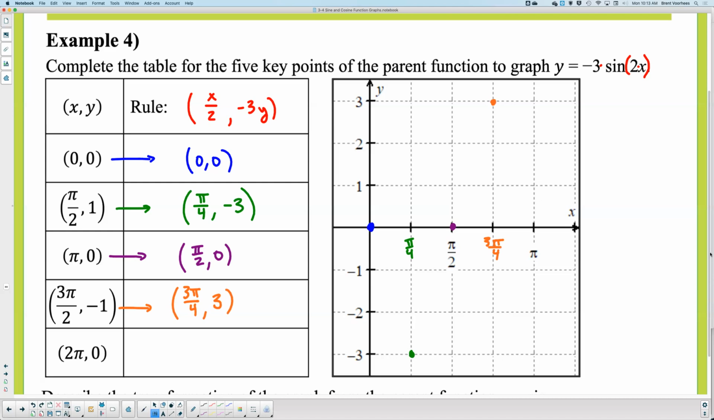And now, I've already done, let's do black. 2 pi, and you divide that by 2. What's 2 pi divided by 2? Pi. And what's 0 times -3? So even with transformations, there's still 5 key points. Still just 5 key points, even with transformations.